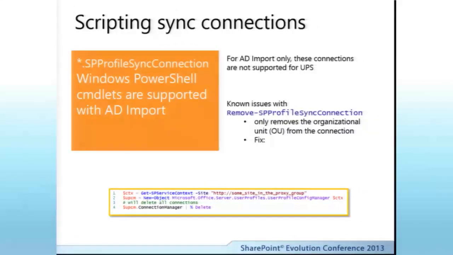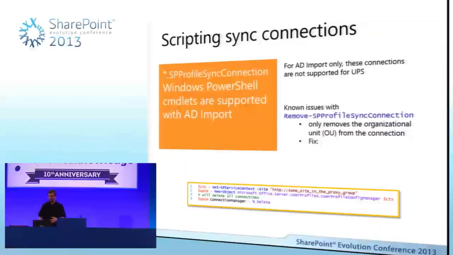But bear in mind, there is a bit of a minor flaw in the remove SP profile sync connection, because it doesn't actually remove the connection, it just removes an OU from the connection. So that's a bug that is actually being investigated for a future resolution. But at the moment, the workaround's on the slide there. And unfortunately, what that will do is it will delete all the connections. Obviously, you could change up the script to select one specifically. So just be aware that, whilst they are supported, that doesn't mean that they work, okay?